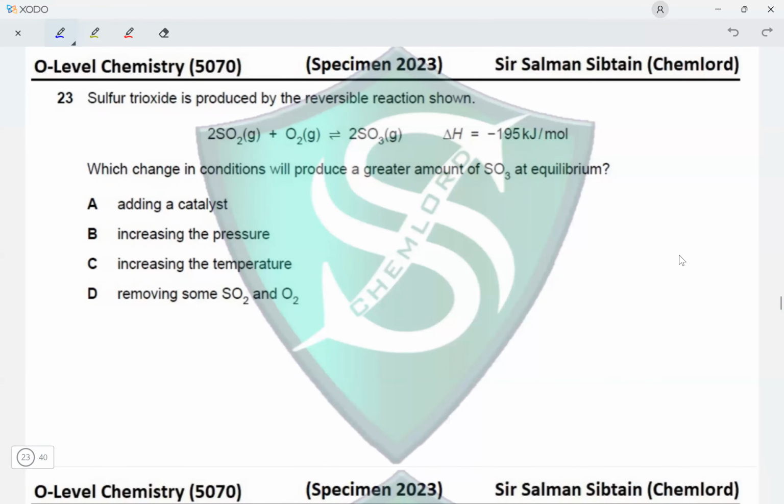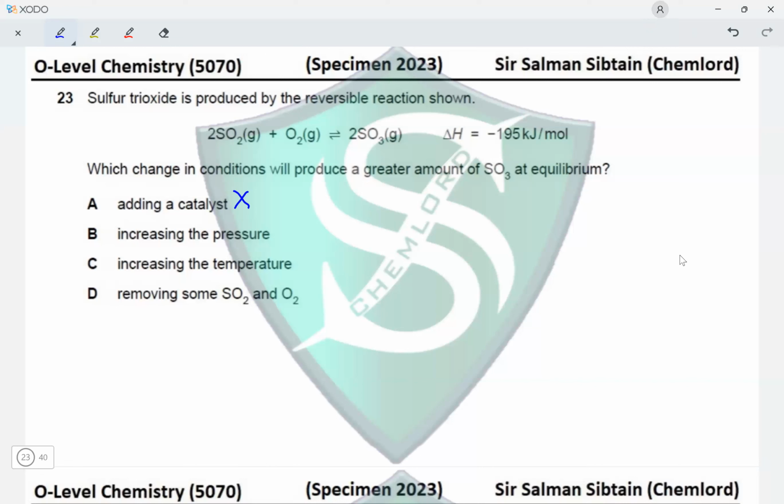So adding a catalyst will not change the yield of the product. Adding a catalyst will only speed up the rate of reaction. So adding a catalyst will not have any effect on the amount of SO3 at equilibrium.